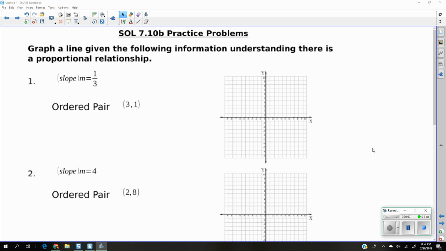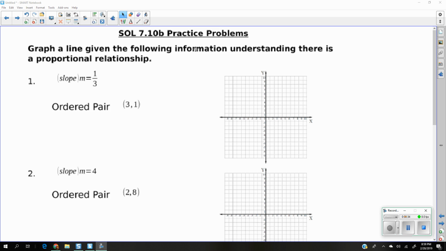Okay, so now find the other worksheet we're going to be doing, SOL 710B, practice problems. You're also going to need your ruler for this one too. I will be doing a couple of these with you, and I'm going to leave you to do the rest. All right, so we're going to graph a line given the following information where we can understand that there is a proportional relationship. Remember when we did proportions? And I'll show you that as we go, okay?